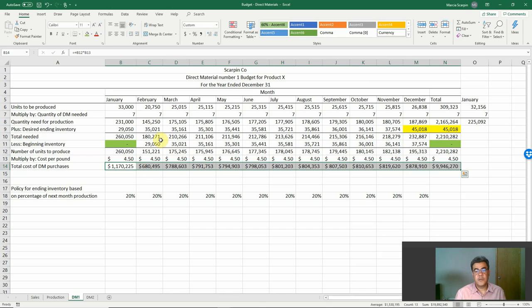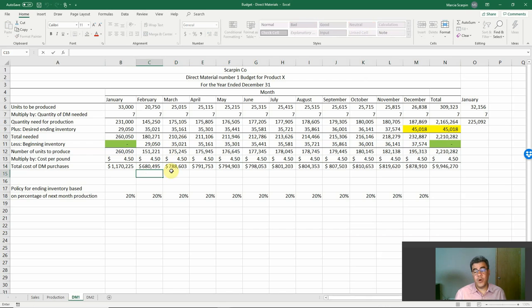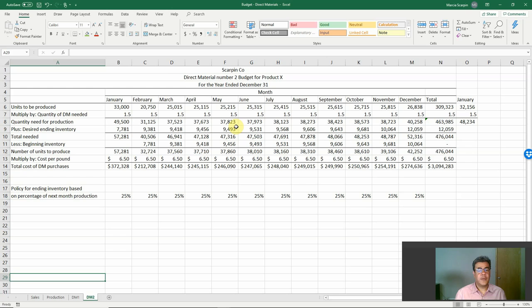And what if we have more than one direct material? We create one sheet for each direct material. For instance, here, direct material one, direct material number two, and we do exactly the same math. Here we only change our numbers: quantity needed, the price, the policy. For direct material two, instead of 20%, we are working with 25%. And so on. If we have 10 direct materials, we only create 10 sheets. So no hard stuff here, only more work.